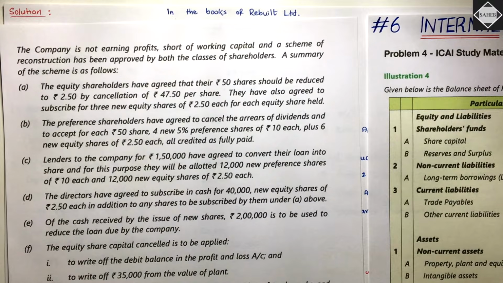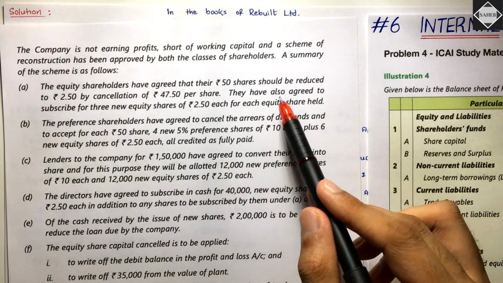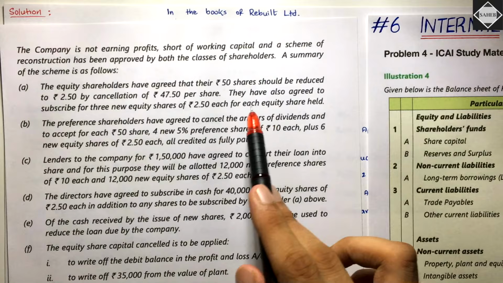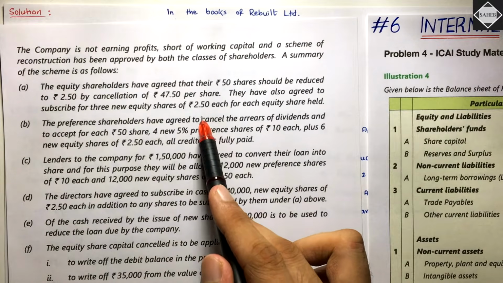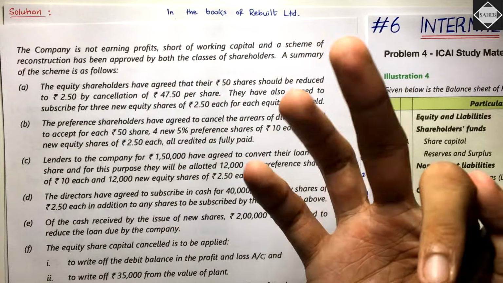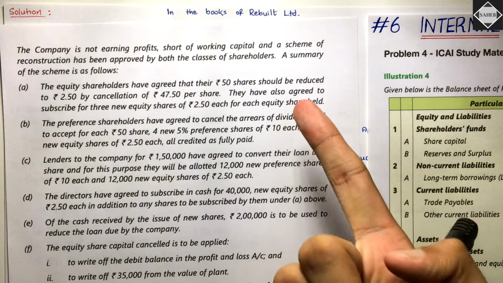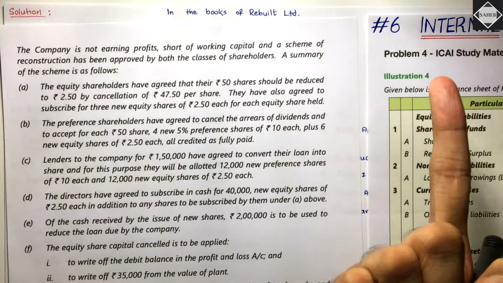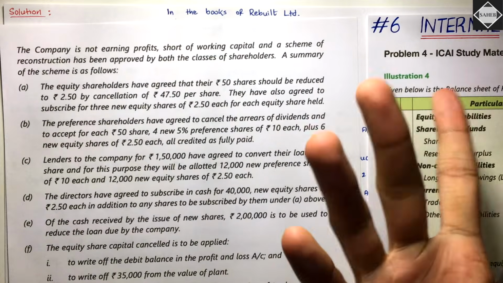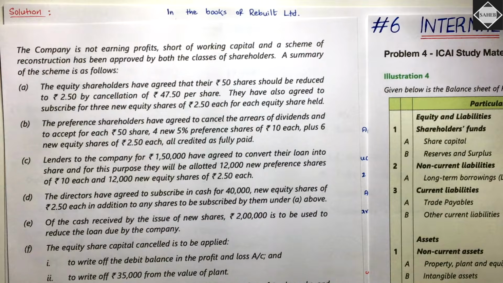Okay, so here as you can see, the shares have been issued to the existing shareholders. They have also agreed to subscribe for 3 new equity shares of rupees 2.5 each, 3 new equity shares for each equity share held. So by this sentence you can understand the ratio also. 3 for every one. So that's the ratio. Now let's see how to calculate this.